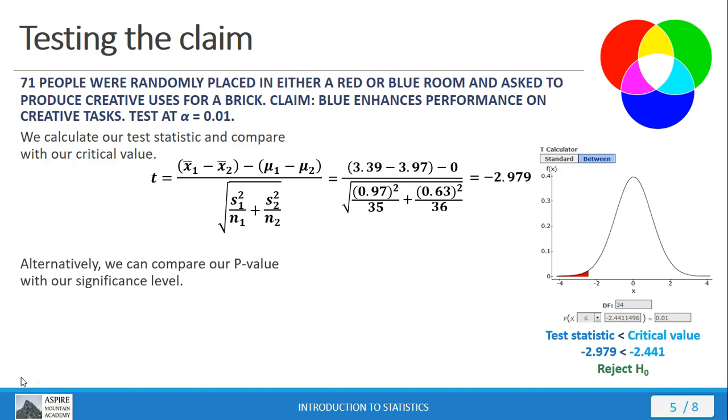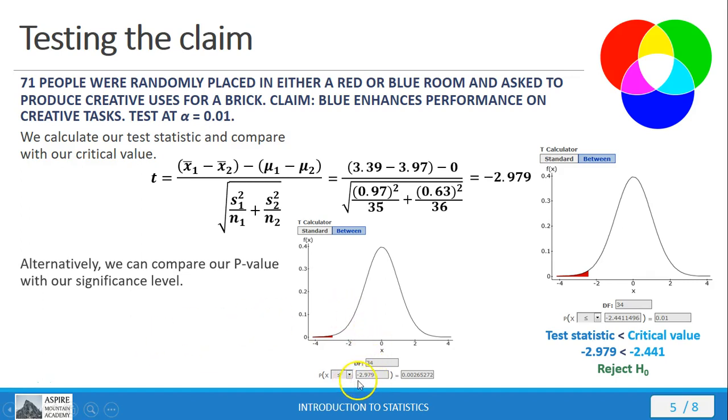Alternatively, we use the p-value. We'll be comparing that with our significance level. So here we get the test statistic is the boundary for the area that is the p-value. So when we put that into our t-distribution, we get a p-value of 0.00265, and comparing that then with our significance level, we're smaller than the significance level. So the area for the p-value fits inside the area of the significance level. Therefore, we're in the region of rejection, and therefore we reject the null hypothesis. Either way, you come out with the same answer.